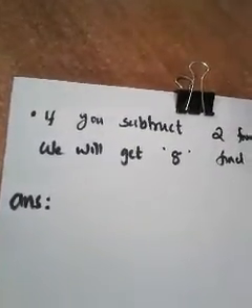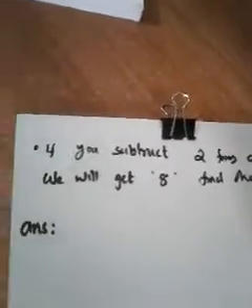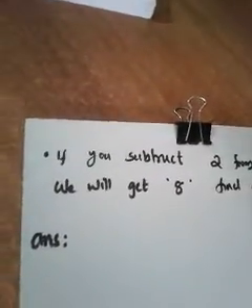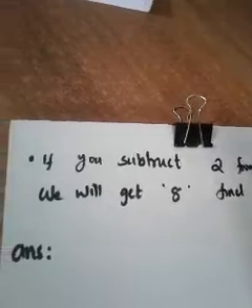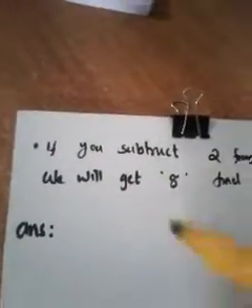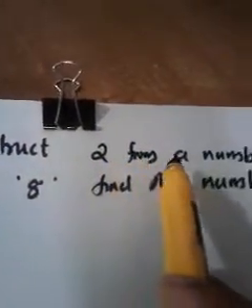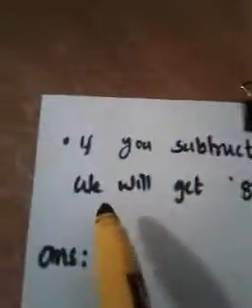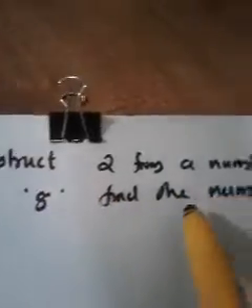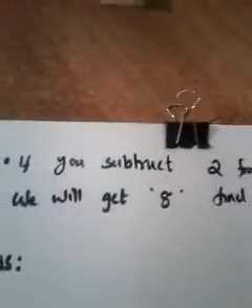So as I told you, exercise 2.2 consists of many word problems. Okay, so you may have some confusion. What is a word problem? I will introduce that. See, read this question. Can you read this? If you subtract 2 from a number, we will get 8. Find the number. This is the question.